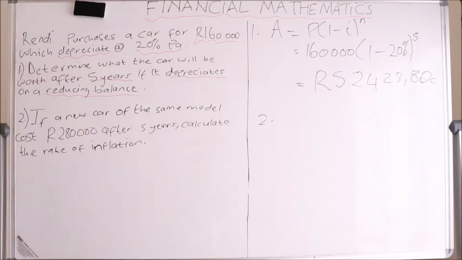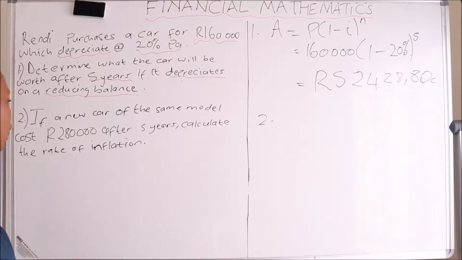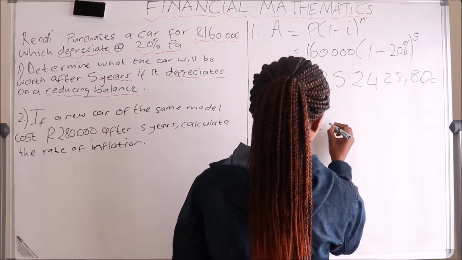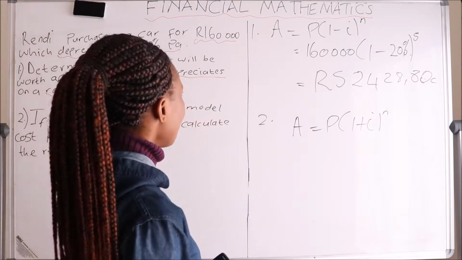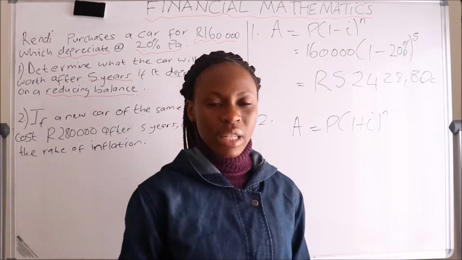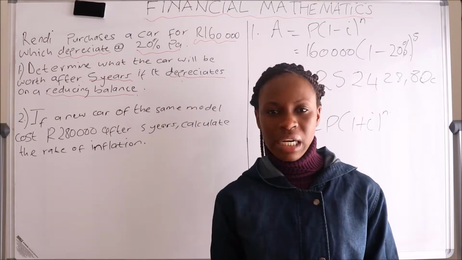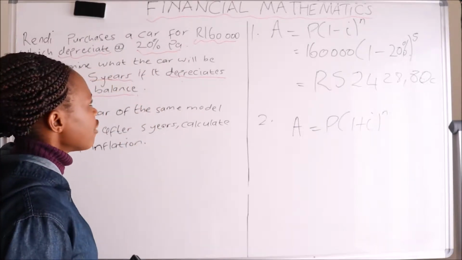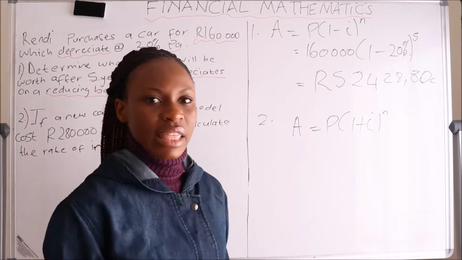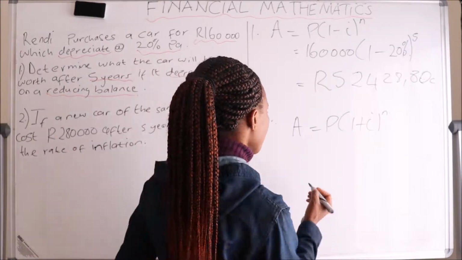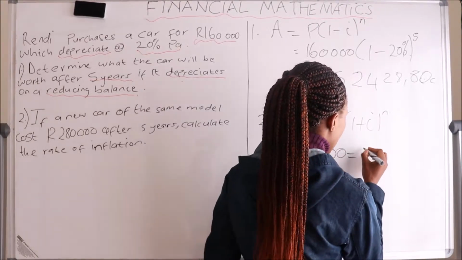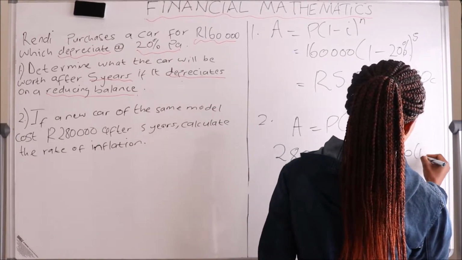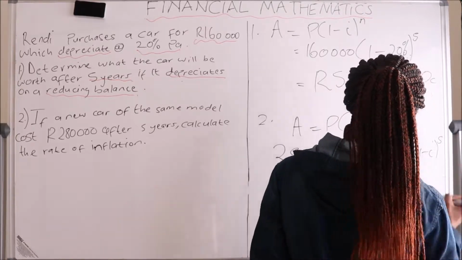Then the second question says if a new car of the same model costs 280,000 after 5 years, calculate the rate of inflation. Here we have A equals P into 1 plus i to the exponent of n. This time we'll have a plus. The original amount, which is 5 years before, is 160,000, so that is our principal amount. The final amount, the new model of that car in 5 years' time, will be 280,000. So 280,000 equals 160,000 into 1 plus i, where i is what we're looking for, and our period is 5 years.